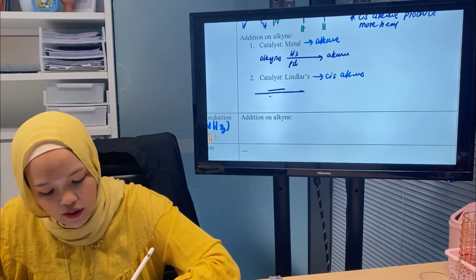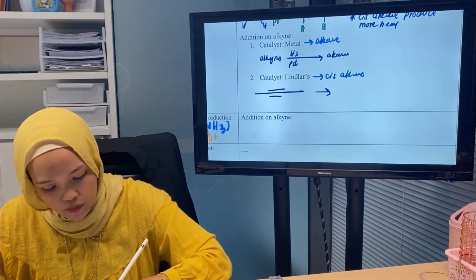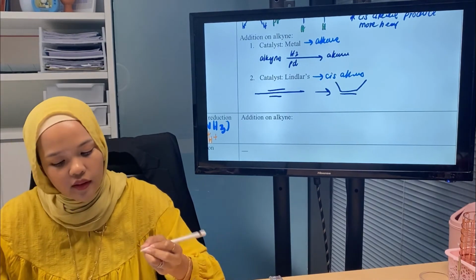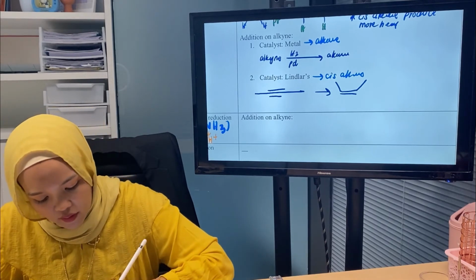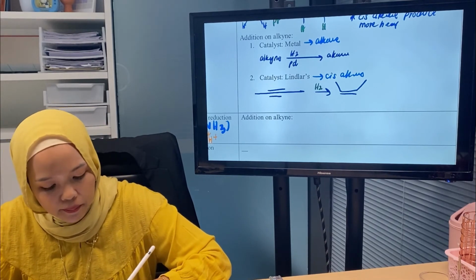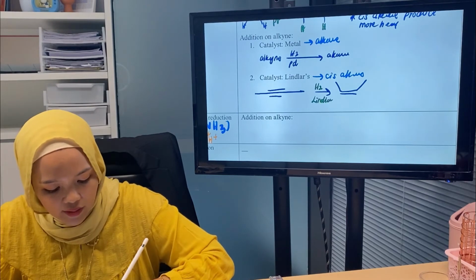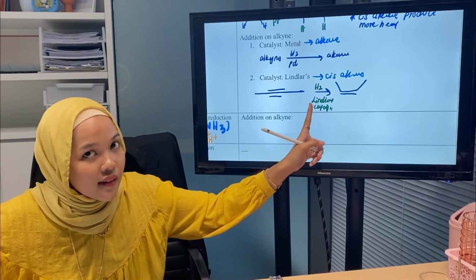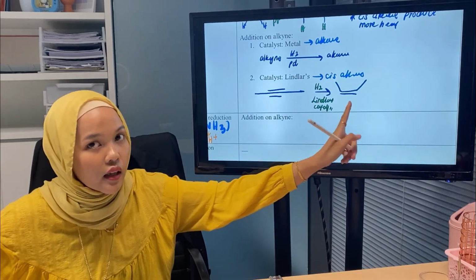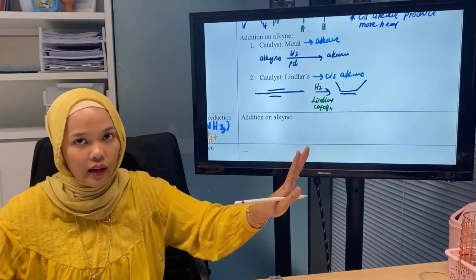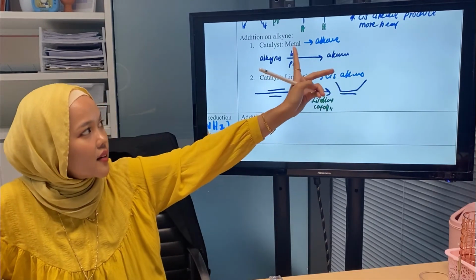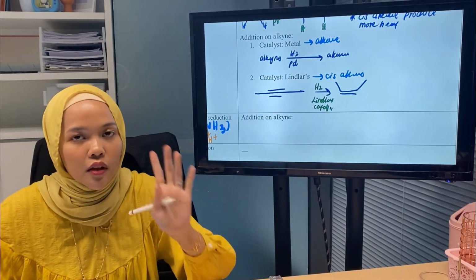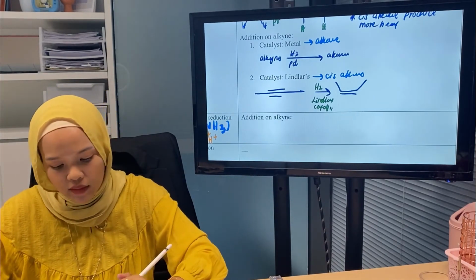Let's say you have butyne, you are going to produce cis-butene, like this. With this one, it must be hydrogen plus Lindlar catalyst. Only then the reaction will stop at alkene. It will not proceed to produce alkane. But if you use metal catalyst only, it will just proceed straight away to produce alkane. It will not stop at alkene.